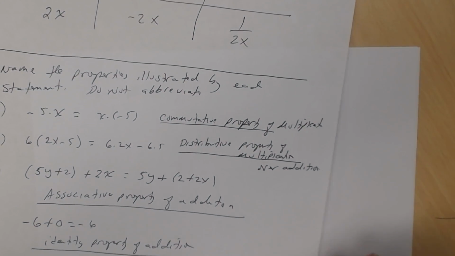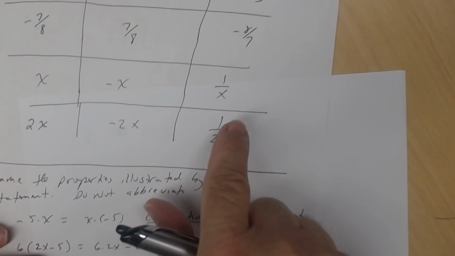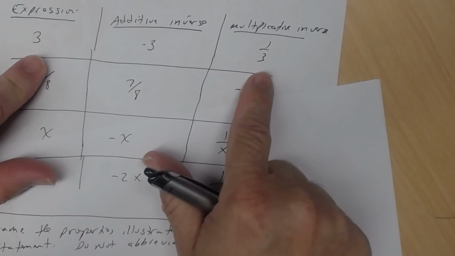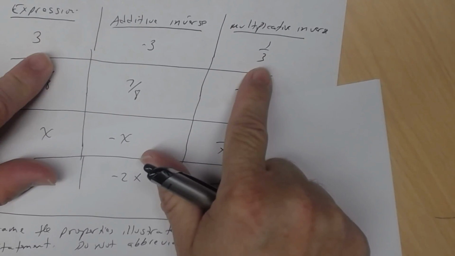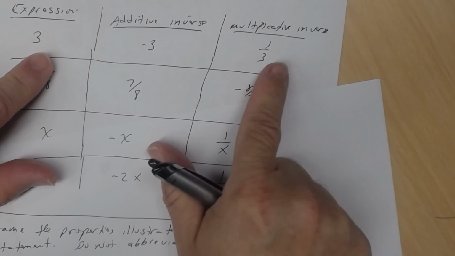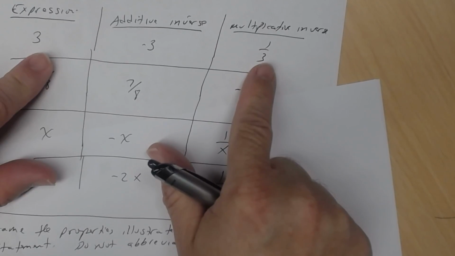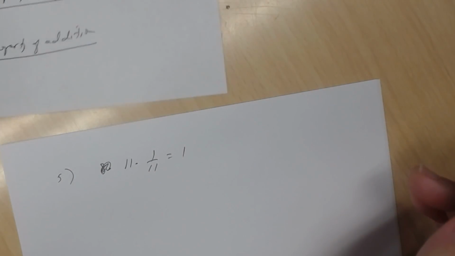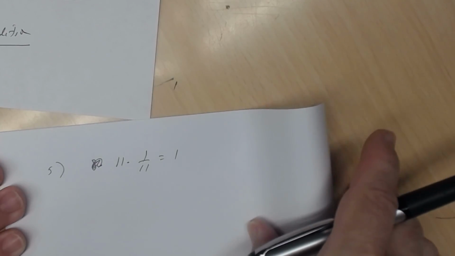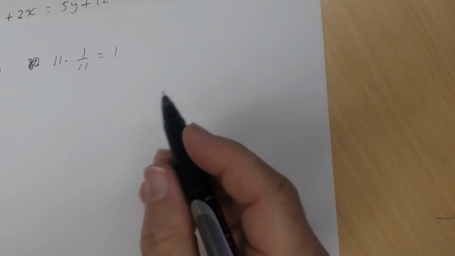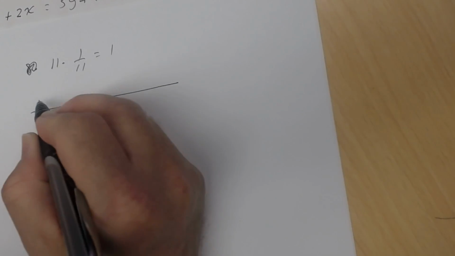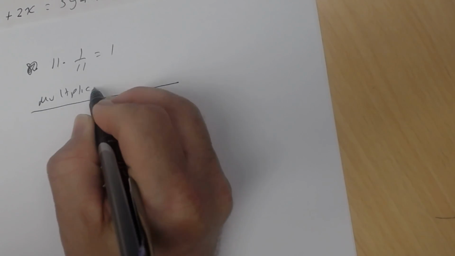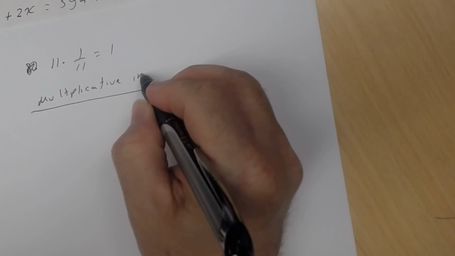Now, let's talk about this. Remember we talked about 3 and 1/3. If I multiplied 3 times 1/3, I ended up with 1. Remember that? So that's called the multiplicative inverse property.